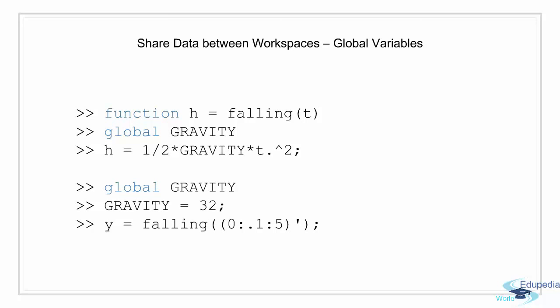For example, here we created a function falling that takes time vector t and returns the height h. This uses a gravity constant which is a global variable. This value is taken from the base workspace, which can be updated by anyone. A usage has been shown below that first declares gravity as a global variable to let Matlab know that we are referring to the global variable, and then it assigns a value of 32. And then we make a call to our function.